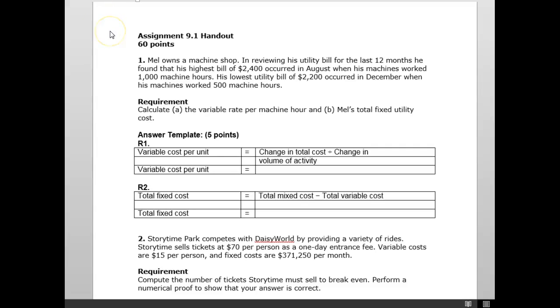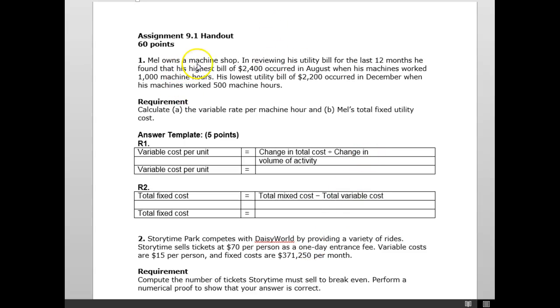Here we are, assignment 9.1, and we're looking at cost, volume, profit analysis, which is kind of fun, actually. We're actually looking at break-even. We're looking at what happens when you change the cost, the selling price, and the volume, and see how that affects the cost and then the profit ultimately. So we're going to start first with looking at variable cost and fixed cost.